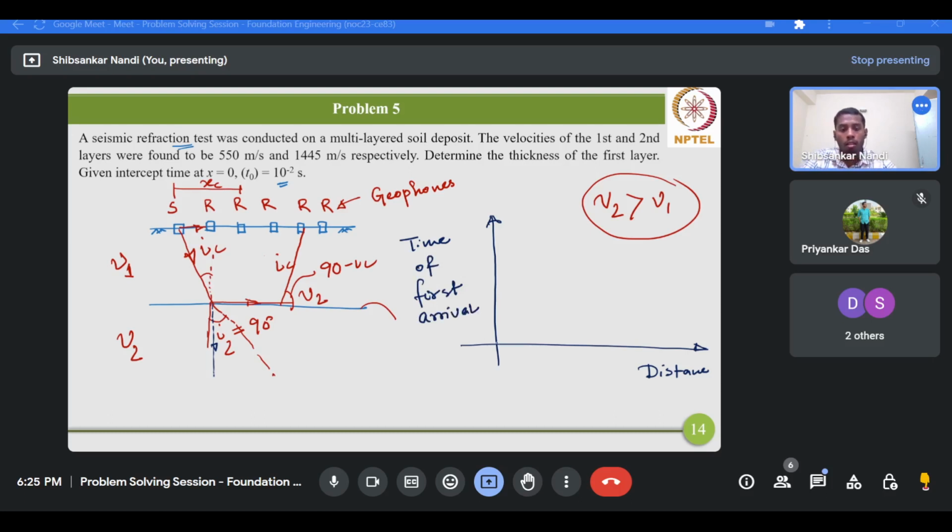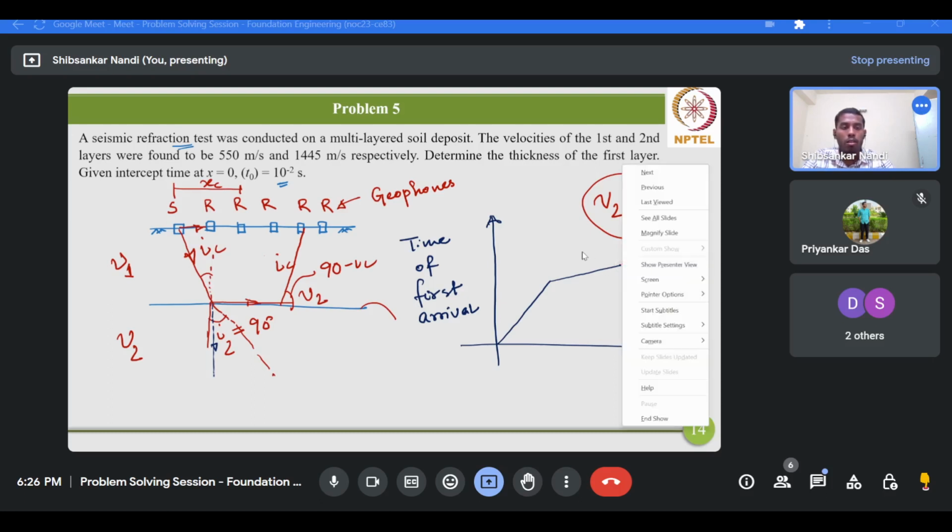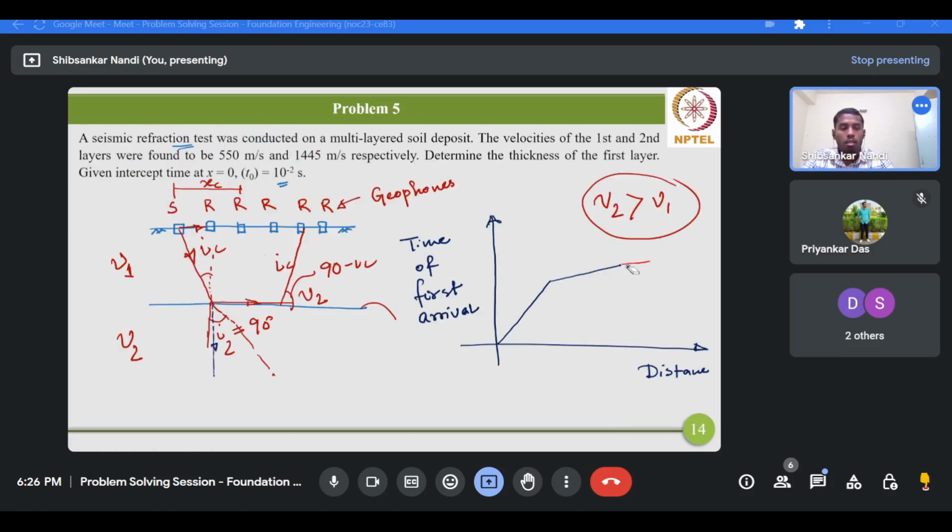Now if you plot, then the shape would be like this. Okay, so this is for two layers only. If you extend further, suppose you have a 3-layer deposit, then something like this you will get. The slopes of these lines are not equal. Suppose this is one slope, this is another slope, and this is another.